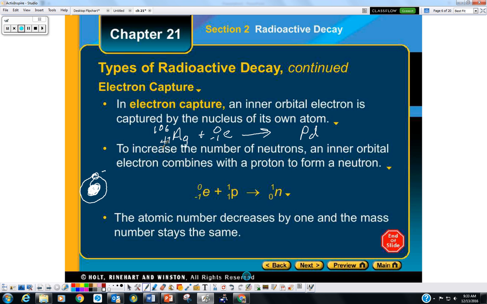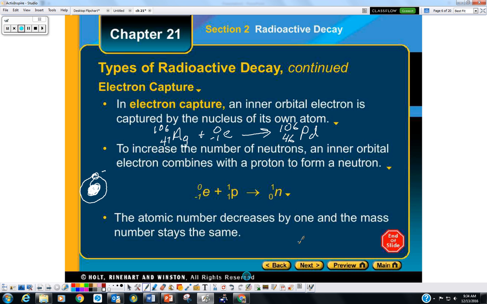let's look at this. We are taking in an electron into the nucleus. So what's going to happen to this mass number up here? Is it going to change or stay the same? Stay the same. So the top number is still going to be 106. Now, we're taking in a negative charge, so what's that going to do to this number? It's going to reduce it by 1, so it'll make it a 46. So if we look at the periodic table, silver is atomic number 47, palladium is atomic number 46. So we basically transmute silver into palladium naturally.